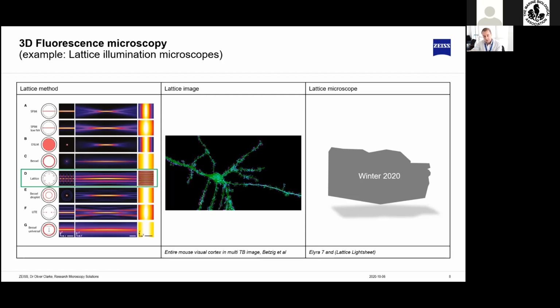And although the image I've shown here on a webinar maybe looks a little bit uninspiring, it's actually many, many terabytes of the entire mouse visual cortex imaged at high resolution. It's just zoomed out. From the group of Eric Betzig, and Eric's become a bit of a legend in the microscopy community because he's one of the pioneers of this technology.